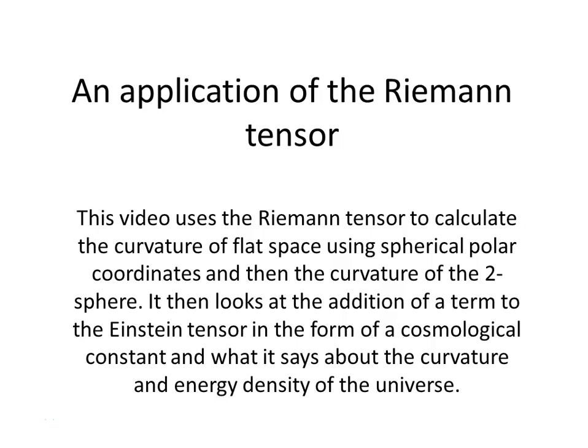This video uses the Riemann tensor to calculate the curvature of flat space using spherical polar coordinates and then the curvature of the two-sphere. It then looks at the addition of a term to the Einstein tensor in the form of a cosmological constant and what it says about the curvature and energy density of the universe.